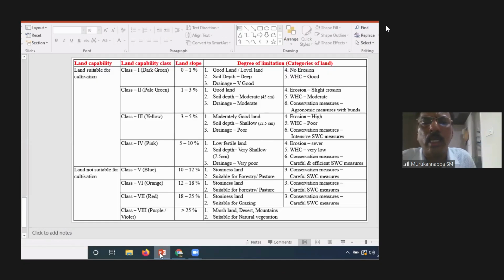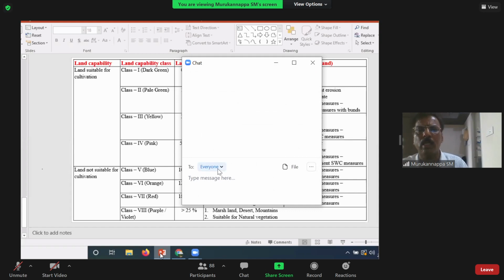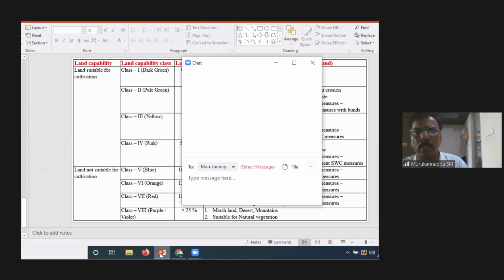I just want to tell you some hints, also to make it easy to remember. See here, the characteristics of the soil from good to bad, up to the last category. When the classes go higher, see here, the land leveling, soil depth and drainage, erosion status, and also water holding capacity, all of these will be declining when you go to the higher classes.